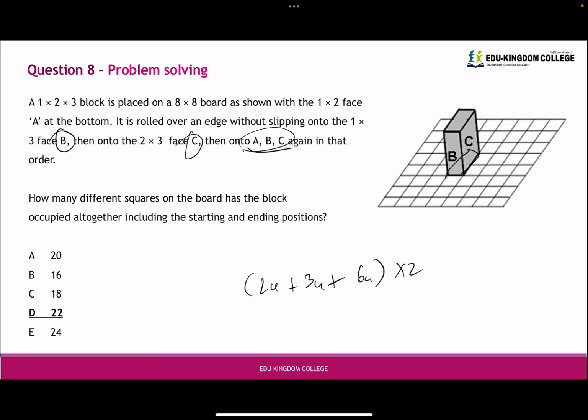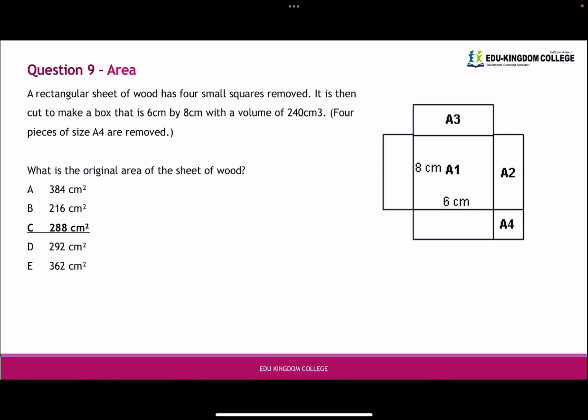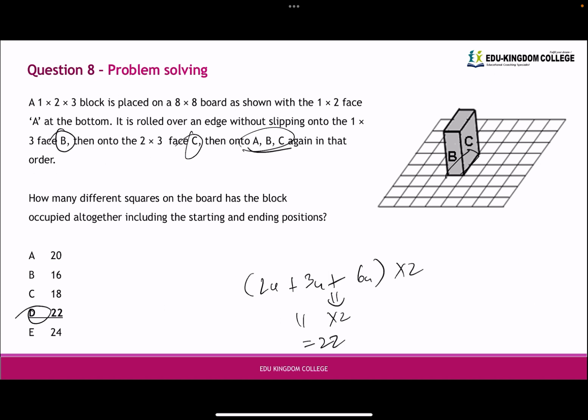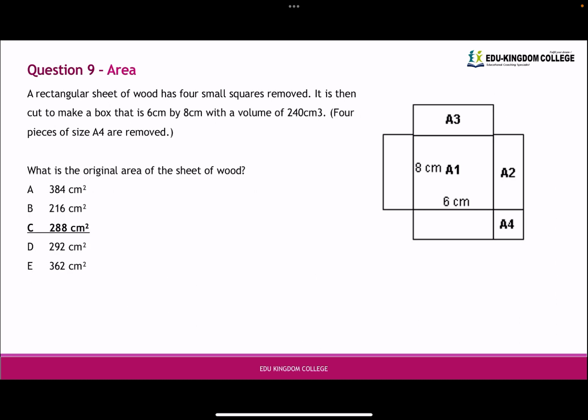So we're going to multiply it by 2. So 2 plus 3 plus 6 should give you 11, times 2 equals 22. So make sure when you're doing this question, it's inclusive of the starting and ending positions. Okay, so that was an important little bit in that question.